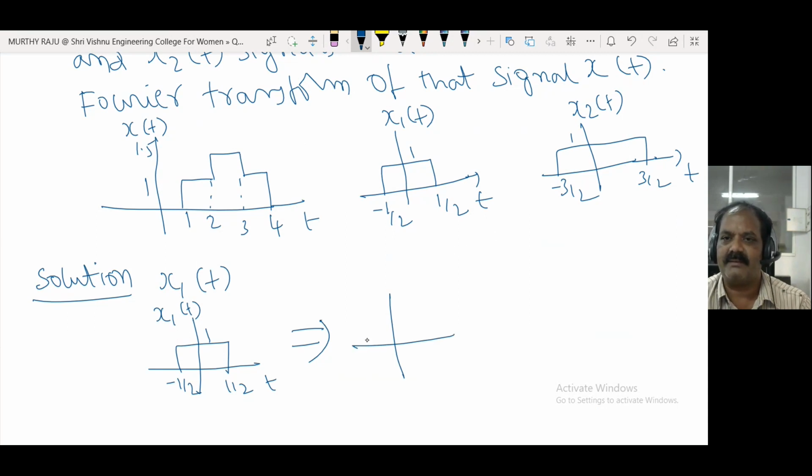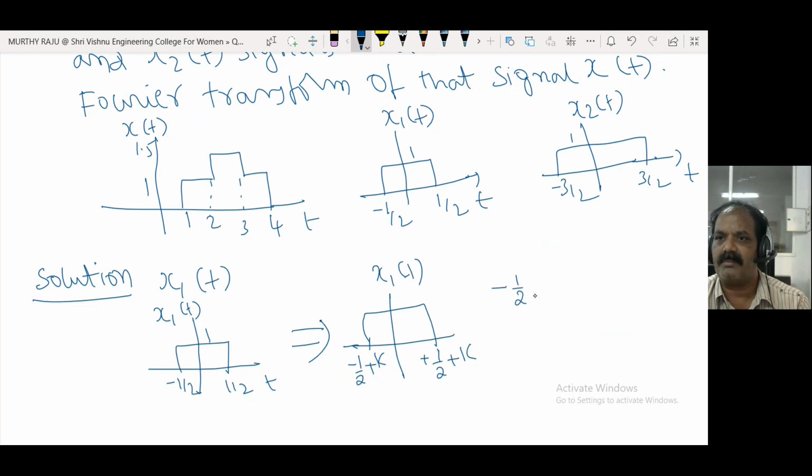shifted right side. That means shifted right side, you have to find out the shifted value of x1 of t. That is -1/2 plus k, and 1/2 plus k. -1/2 plus k is equal to 2, original function 2 in x of t. That is k is equal to 2 plus 1/2, that is 5/2.